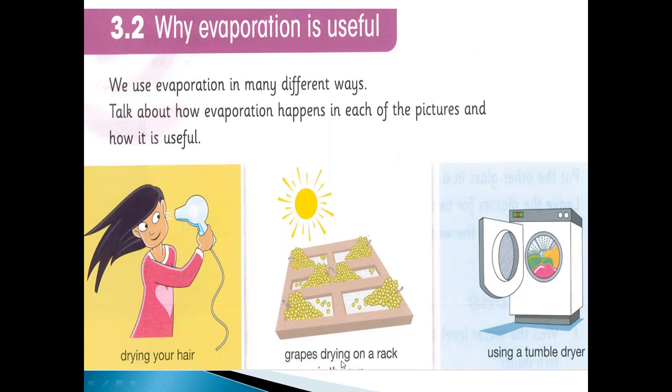Like these clothes drying on the rack. You put them on the rack, and using sunlight, the water heats up and then it evaporates. Like this washing machine, tumble dryer. We put our clothes in, and you can see after some time, because of air and heat, the water dries from our clothes.